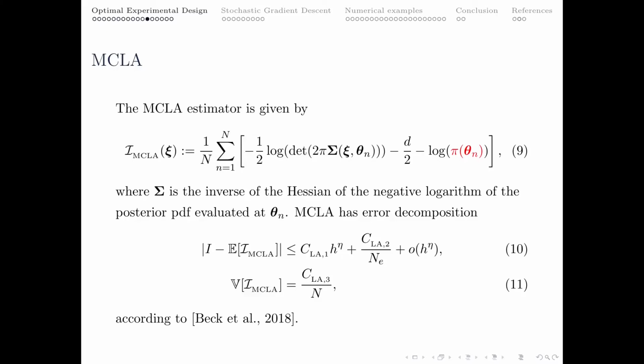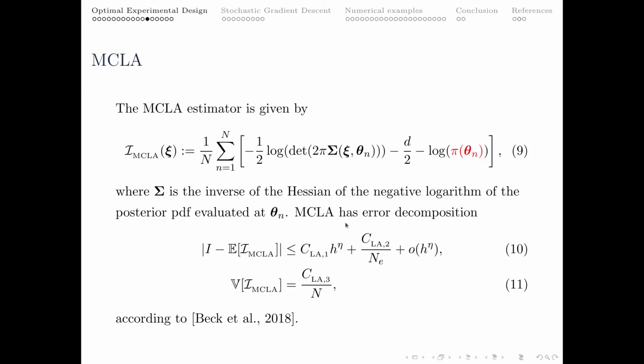Okay, so the second estimator is the Monte Carlo with Laplace approximation, where to do so we need to get some covariance matrix approximation that we have as the inverse of the Hessian of the negative logarithm of the posterior, and we evaluate it at theta n that we sample for each of the Monte Carlo loops here.